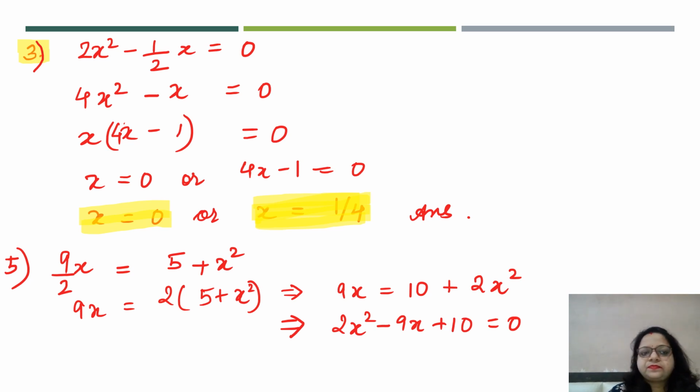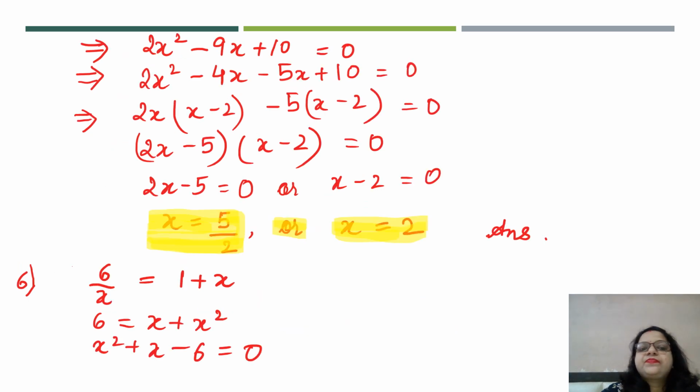Here you are able to understand now. We are taking minus 2x square and minus 10 on the left hand side and plus 9x. But we change the sign of the coefficient of 2x square from minus 2 to 2. So 2x square minus 9x plus 10 will be equal to 0. You can solve it and you will get the answer, children.